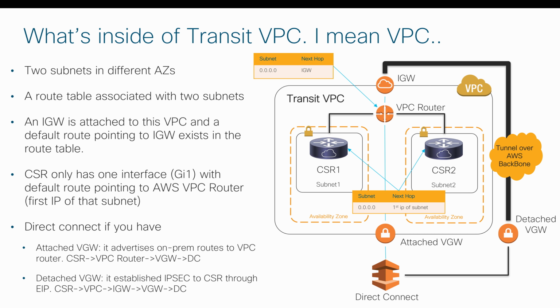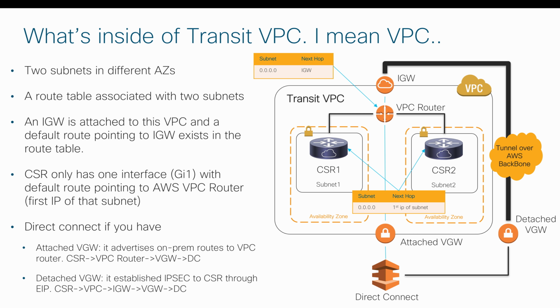And in this topology, you probably also find there is Direct Connect. I put it here as well. There are two different ways to connect Direct Connect. One is an attached VGW, the other one is detached. I will talk about the pros and cons of each in a later slide.